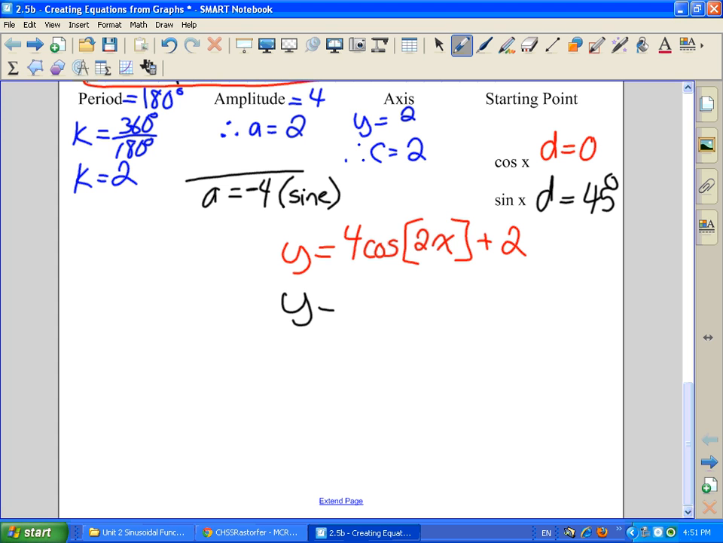Okay, now to do my sine, it's y equals -4 sine of, again, we've got a d value, so we've got to factor that part out. So it's going to be x minus 45 degrees plus 2. Okay. Any questions there, folks?